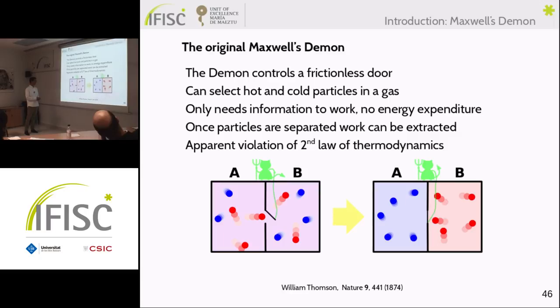This paradox is resolved from the fact that this demon needs to extract information from the system. And to extract this information, it needs to store this information and be able to erase it every time it repeats these steps. So this is what resolves this apparent paradox.